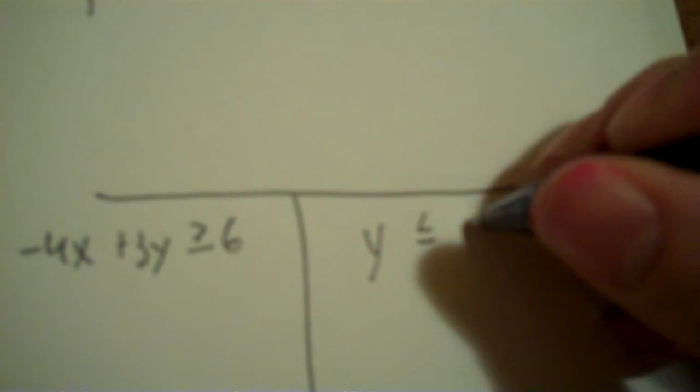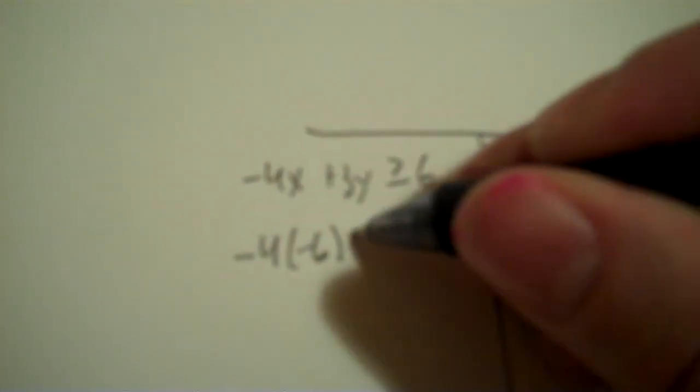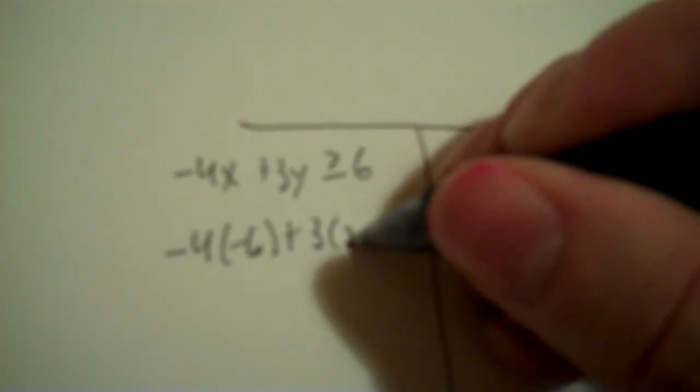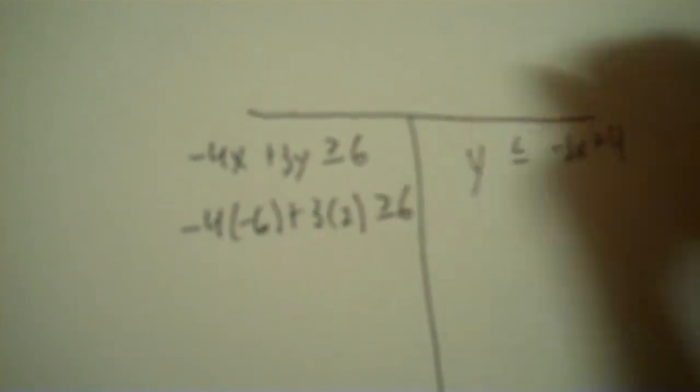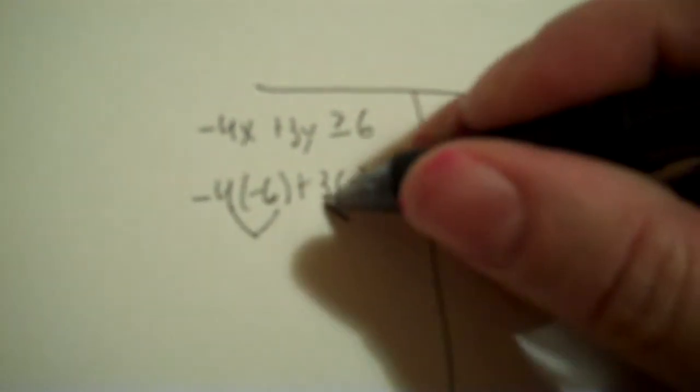Okay, then the last problem. We have negative 4x plus 3y is greater than or equal to 6. Y is less than or equal to negative 3x plus 4. Okay, so we substitute negative 4x, so it's negative 4 times negative 6, plus 3 times y, so it'd be 3 times 2 greater than or equal to 6. So you have 2 multiplications you have to do.